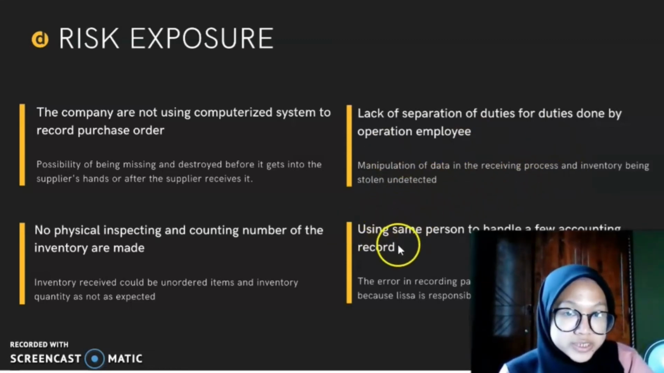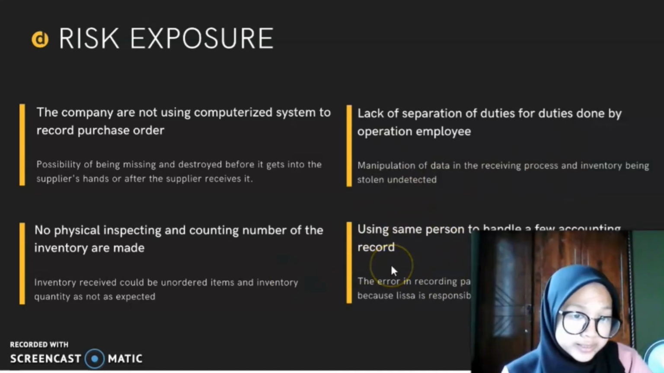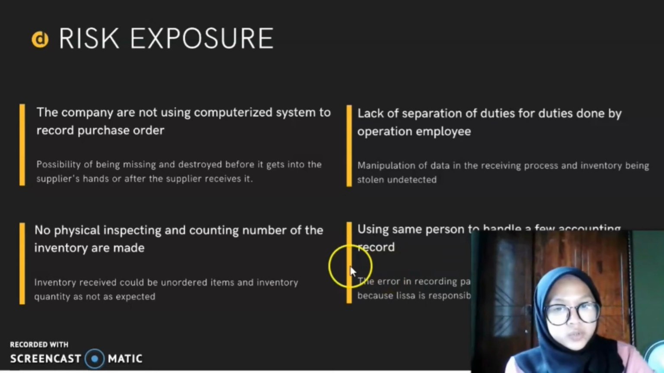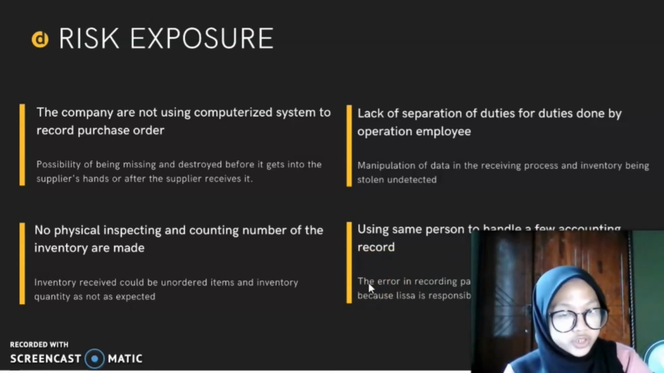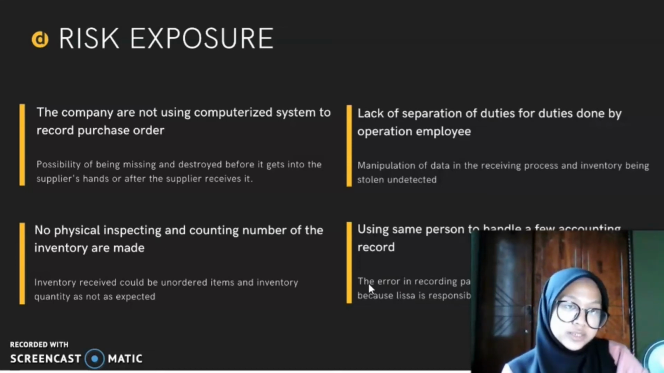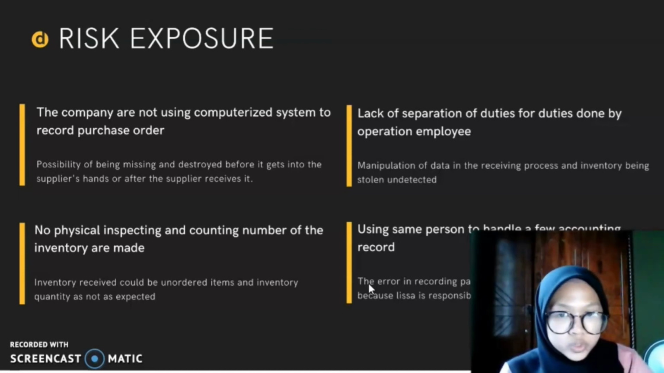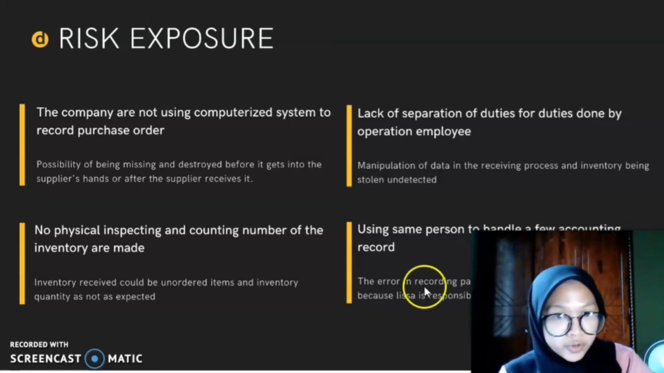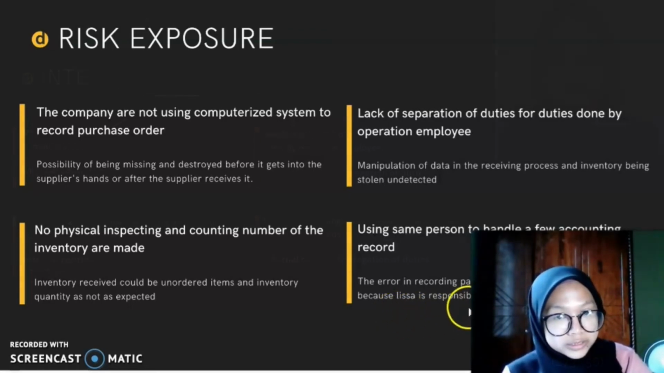The fourth one is using the same person to handle a few accounting records. Lisa has multiple tasks that should not be done by her alone: receiving the purchase invoice, recording the payment, and producing a report. These three tasks are repeatedly done by Lisa, so the risk may occur when Lisa makes an error in recording payment for the invoice and nobody can detect it, because only Lisa is responsible for the task.